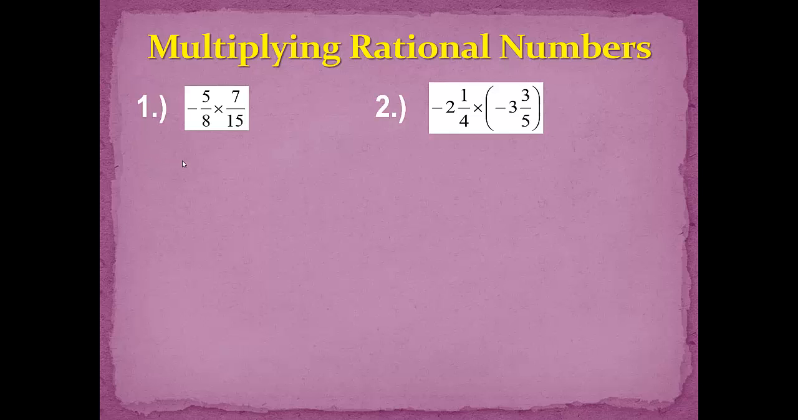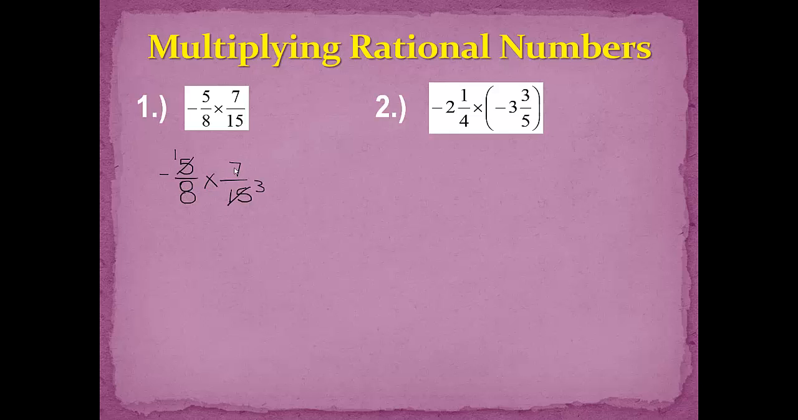The first thing that we're going to do is look and see if we can simplify. So we have negative 5/8 times 7/15. We're going to look at the numbers that are across from each other. So 5 and 15, and then we'll look at 7 and 8. For 5 and 15, we can divide both of those by 5. So 5 divided by 5 is 1, and 15 divided by 5 is 3.